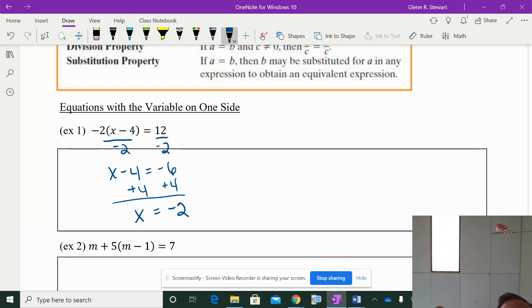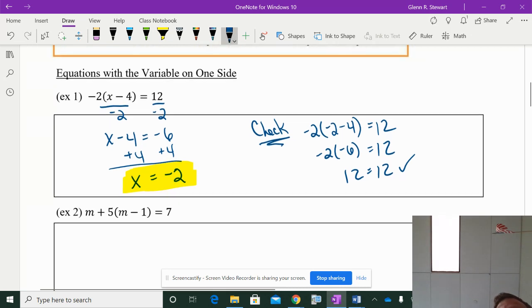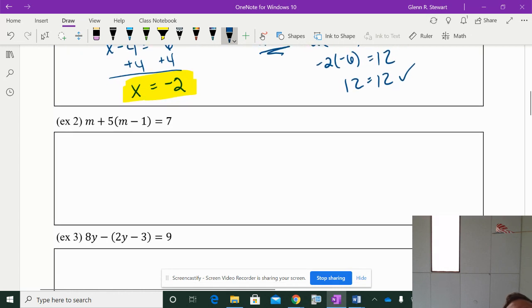To double check yourself with these, you can always plug the answer back in to make sure that it makes sense. For instance, -2 times -2 minus 4 equals 12. -2 times -6 is equal to 12. So 12 is equal to 12. So seeing that that works, this is your answer. Again, checking your work is a very, very nice feature whenever you're solving.